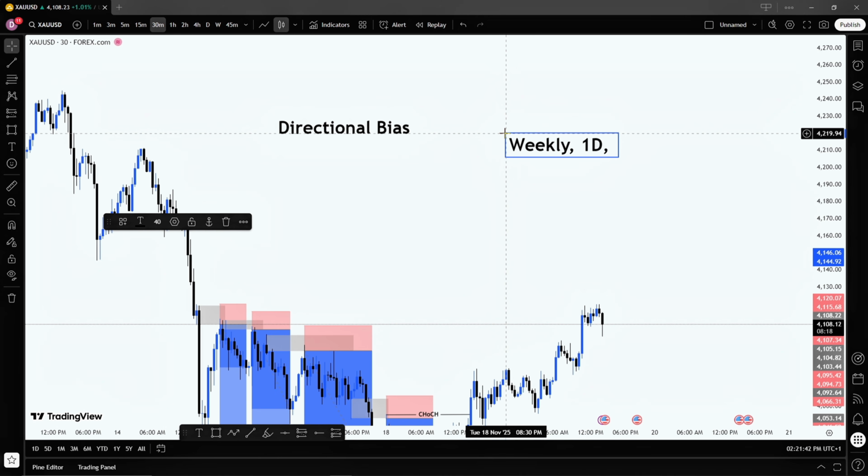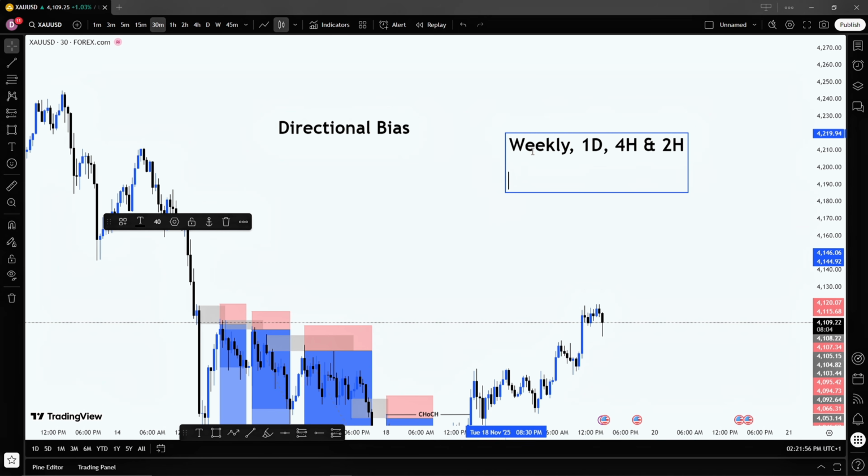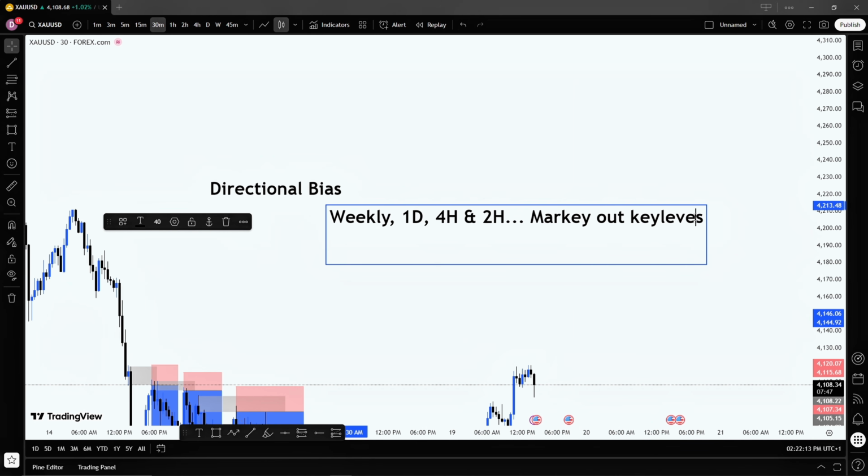Now, I have my weekly, I have my 1 day, I have the 4 hour. These are my higher time frames I use, and finally I have my 2 hour time frame. So these are the different higher time frames I consider in knowing my bias. Now, on these higher time frames, what do I do? I want to mark out key levels. At these key levels, these are zones I can expect price to get to. I'm going to show you everything. Just notice what I said: on a higher time frame, I mark out key levels.